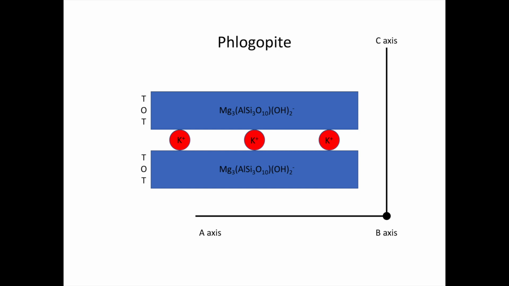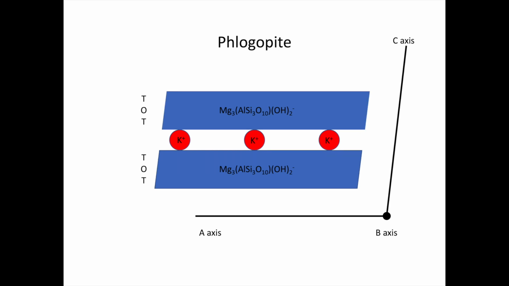Our TOT layers are actually not well represented by a rectangle. A better representation would be a parallelogram, because there's actually a misfit in between the spacing of our tetrahedral, octahedral, and tetrahedral layers, and this misfit can be accommodated in a variety of ways.